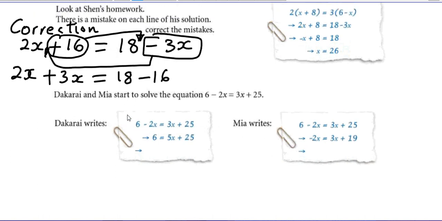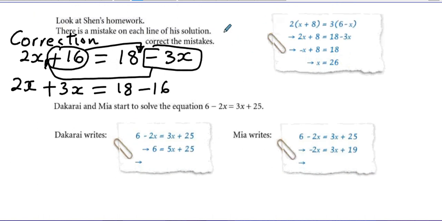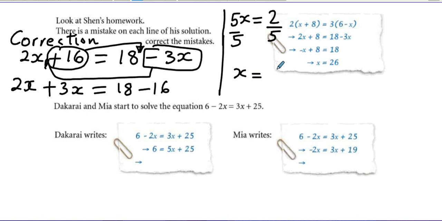Okay, let us proceed. So we have 2x plus 3x, that is 5x. And we have 18 minus 16, that is 2. So to find the value of x, you divide by 5, you divide by 5. So x equals 2 over 5. So this is incorrect. Right.